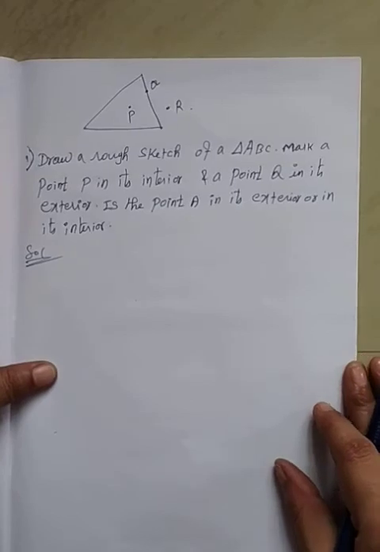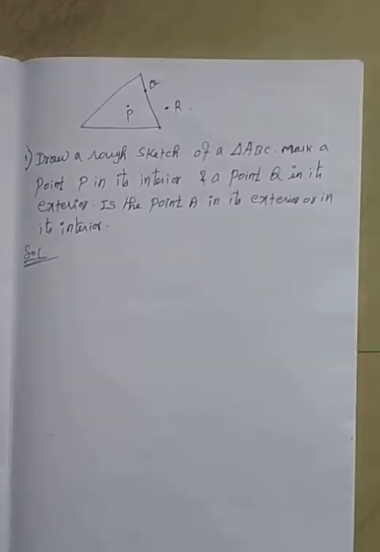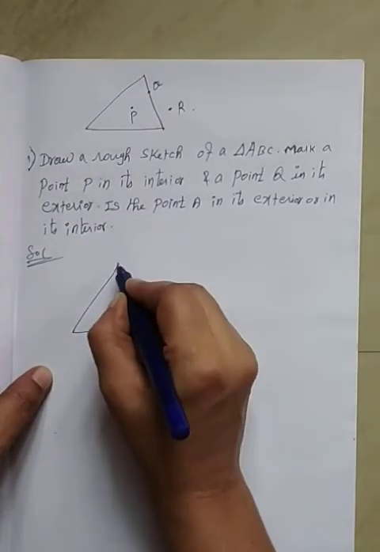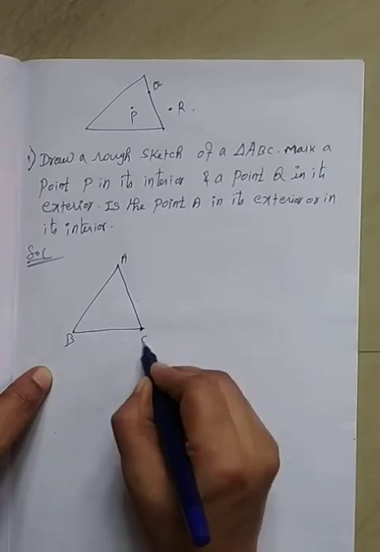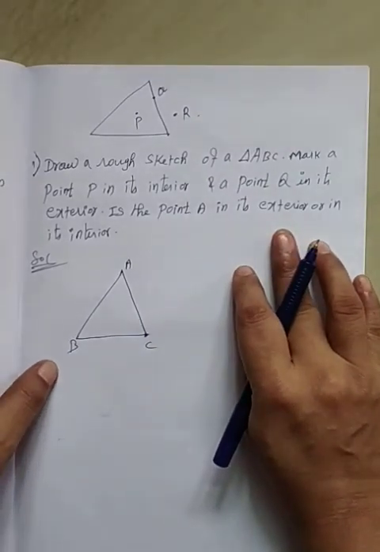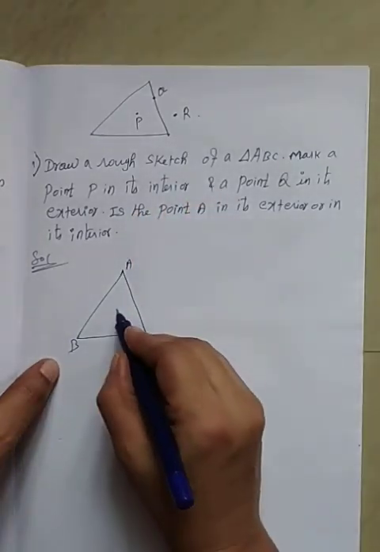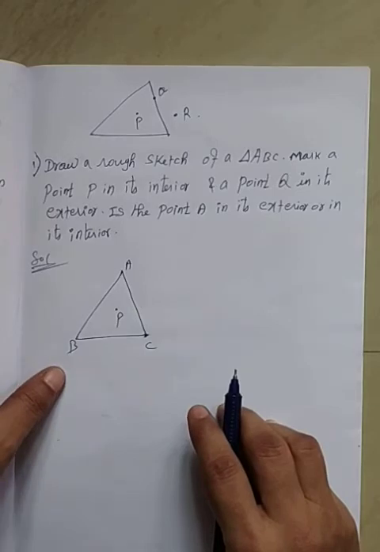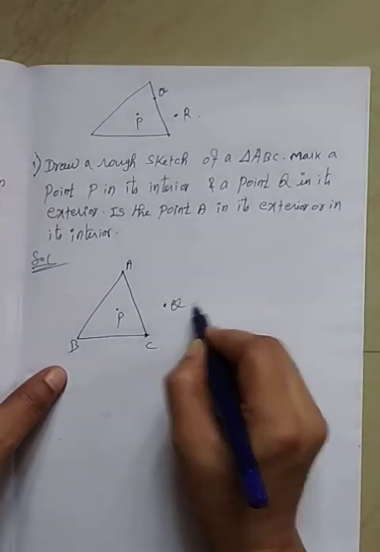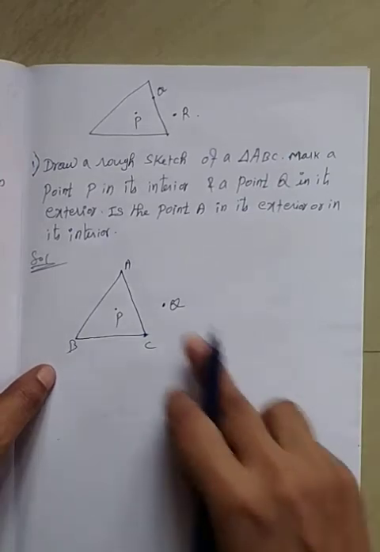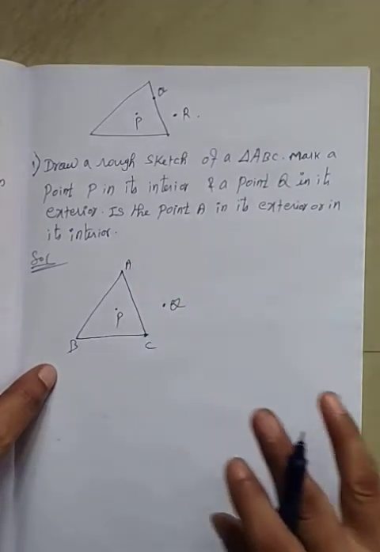What is here? Draw a rough sketch of a triangle ABC. Okay, now I have to draw the rough sketch. This is A, this one is B, this is C. Mark a point P in its interior. Okay, I have to mark the point P. And a point Q in its exterior. Okay. Is the point A in its exterior or in its interior?